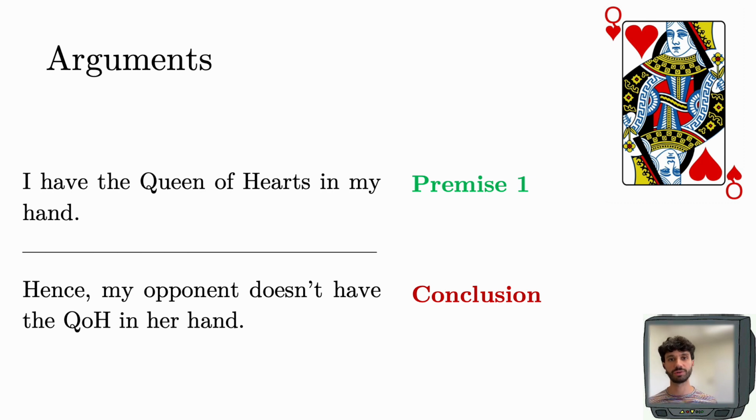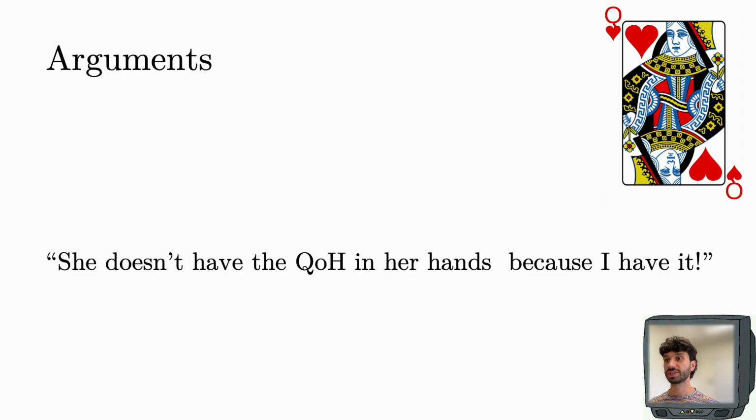Right? So in the previous example, I gave you examples with two premises, and this one there's just one premise. And usually you can find and discover the conclusion with some filler words, such as hence, or therefore, or thus, or because. And I just want to show you that you don't need to have an argument in this form for it to be perhaps a good argument. So in the sentence, she doesn't have the Queen of Hearts in her hands because I have it, that's also an argument. Where's the conclusion and where's the premise?